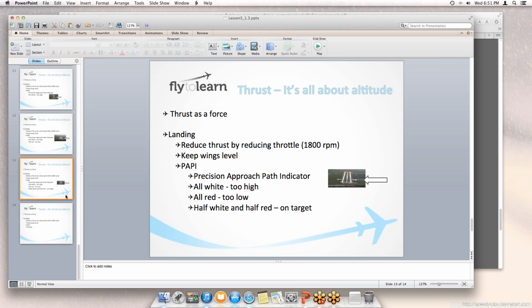Now, there's a phrase that I've learned along the way that helps me remember how these are. If they're all white, overflight, then you're going to fly over the runway. If you're all red, you're dead because you're going to crash into the ground. So all white, overflight, all red, you're dead. It'll help you determine those happy lights.